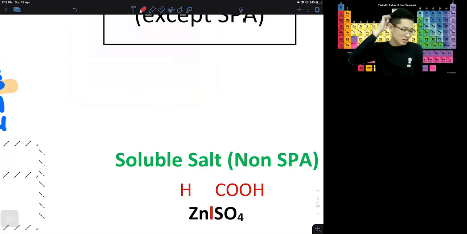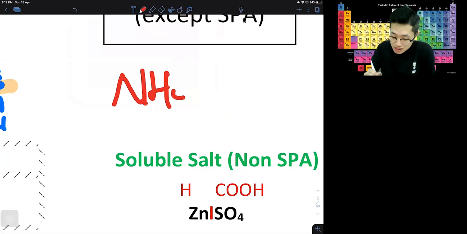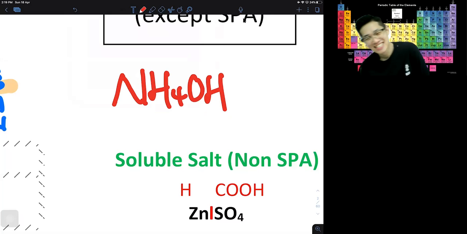Oh, Shen Yi, you're here. Okay, last one, we go for this. NH4OH. Soluble or not? Wow, GG teacher, I got Malay edition. You didn't check the notes, man.